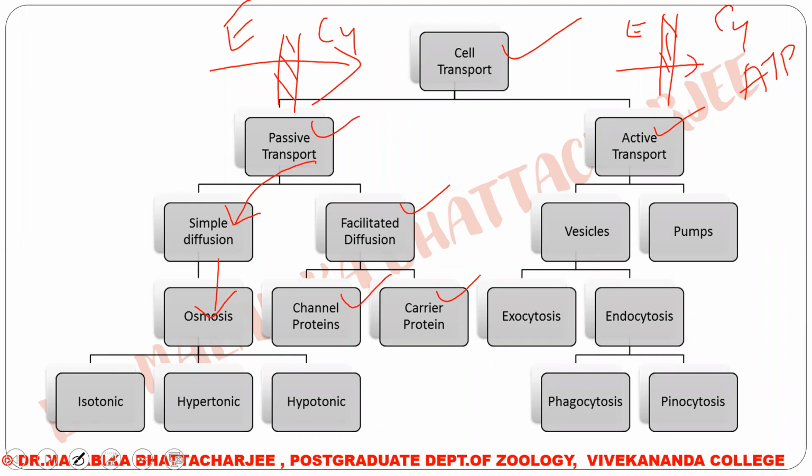Coming to active transport, we have vesicles and pumps. Pumps are specifically used to transport ions from one side of the membrane to the other side of the membrane. You must have heard about the sodium potassium pump. We have a lot of other pumps also. Pumps are transporting charged particles from one side of the membrane to another side, and invariably the pumps require the utilization of ATP molecules.